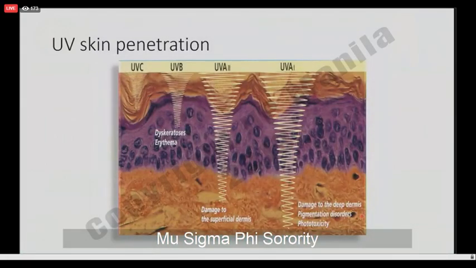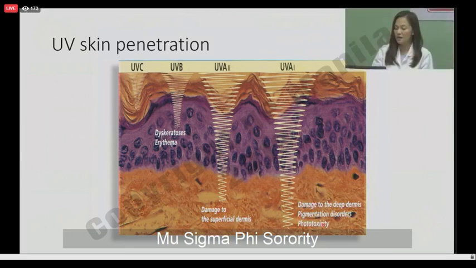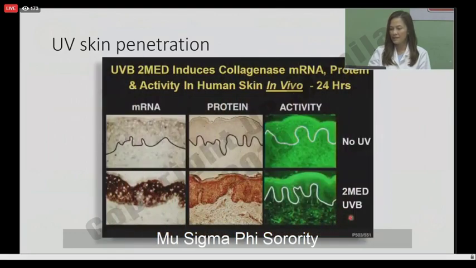Now, this photo shows the penetration of ultraviolet on the skin. You see that your UVA reaches up to the dermis. This damages the collagen, adding to the findings of aging. It makes the aging process in the skin more prominent for people who are usually exposed to sunlight.